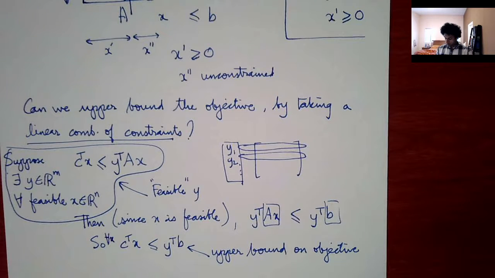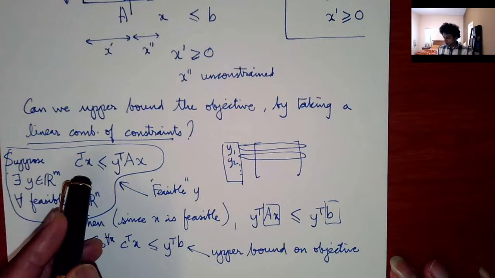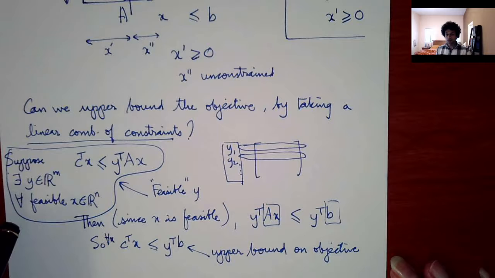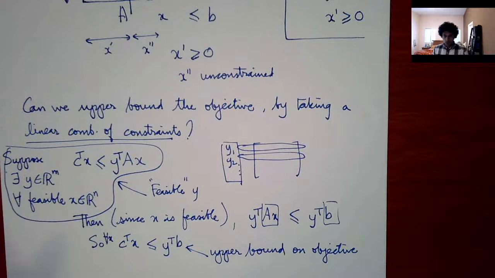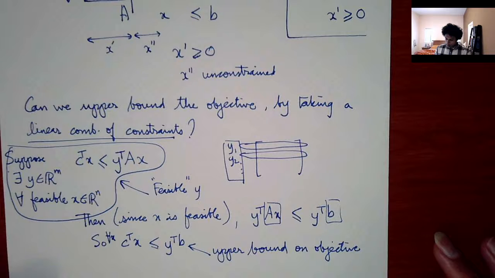What are the constraints of this dual explicitly? Is it just C transpose X less than or equal to Y transpose? That's all you want. You want this to hold for all feasible X. That's it. Okay? Any questions?